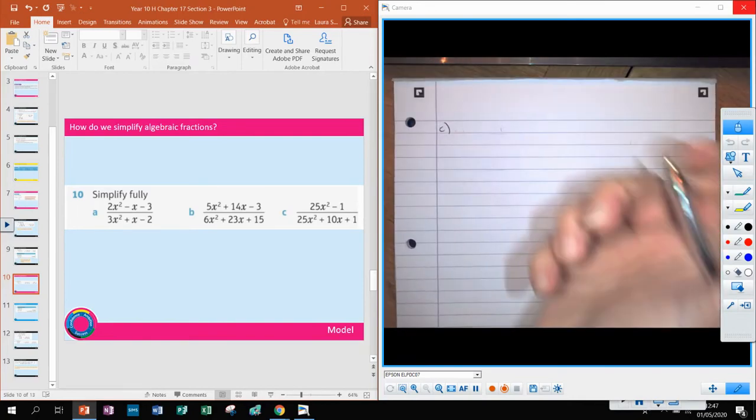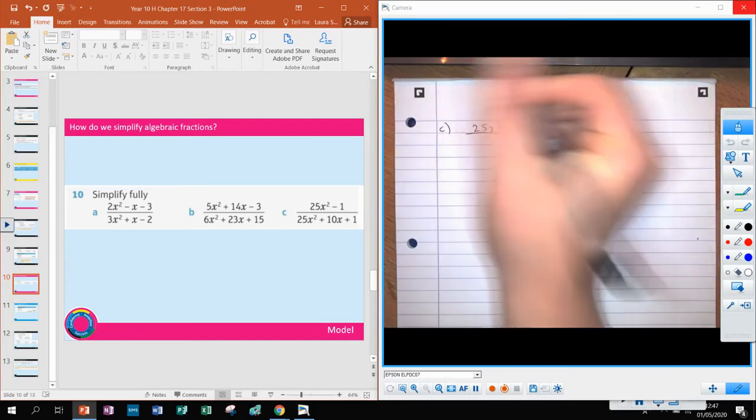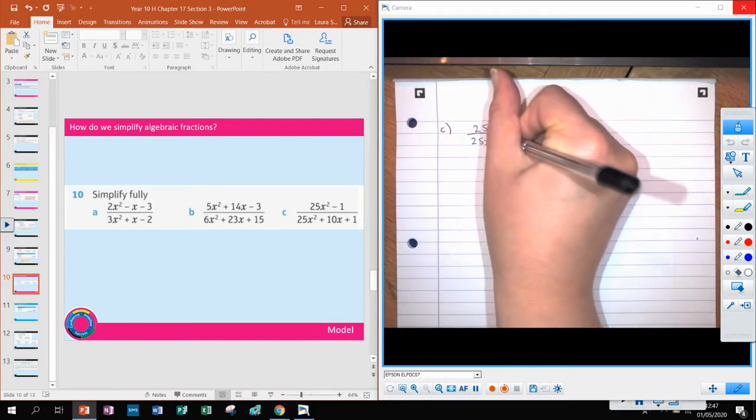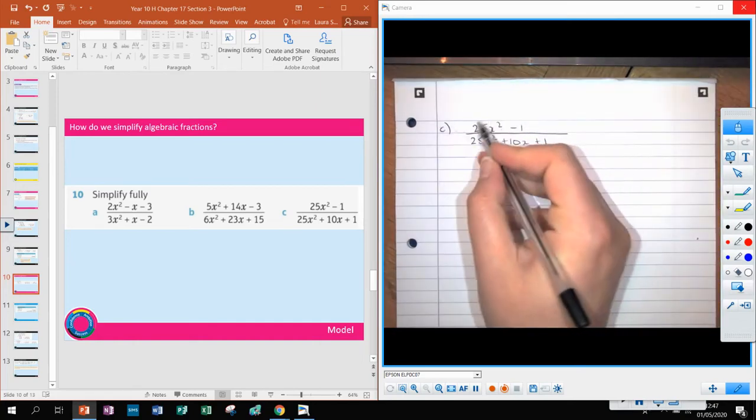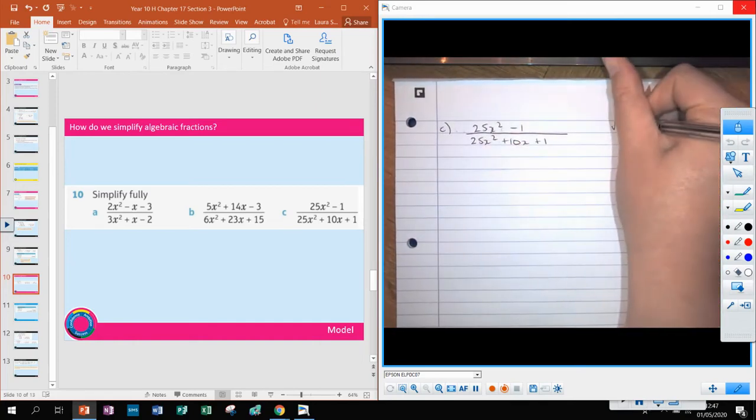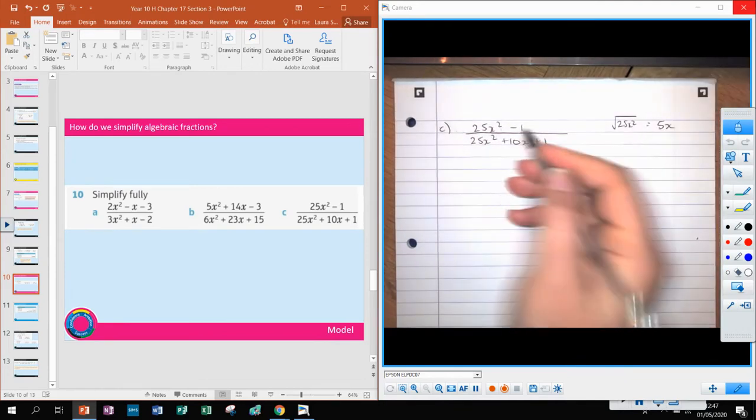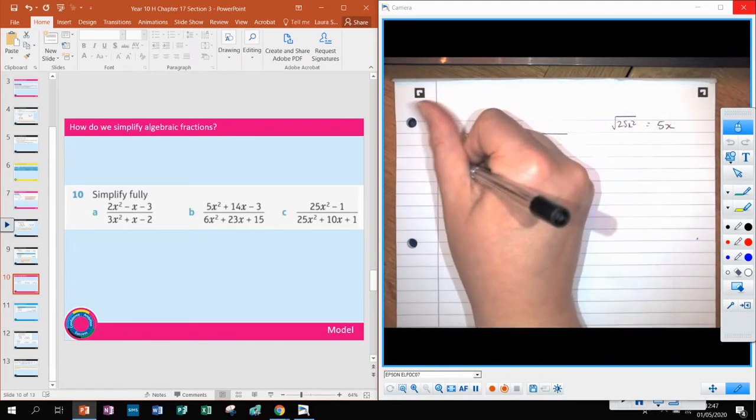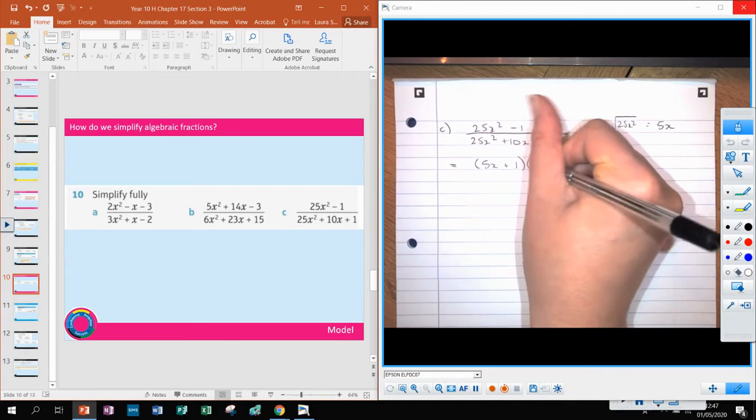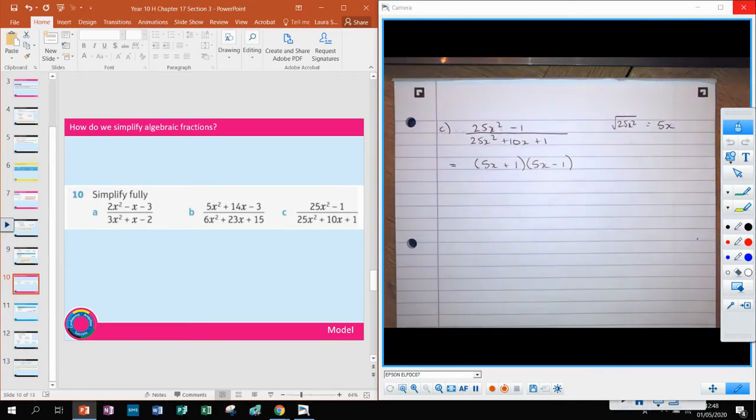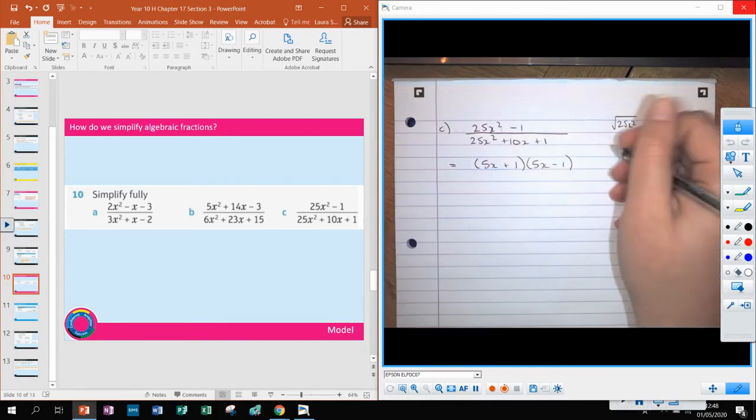Okay, so for part C, we have 25x squared minus 1 all over 25x squared plus 10x plus 1. Okay, so difference of squares, just remember that the square root of 25x squared is 5x, okay, and we know that the square root of 1 is 1, and so on the top, that's easier for us to do, that's 5x plus 1 and 5x minus 1 for the difference of squares. Okay, now let's take a look at this one here. We'll do that on the side.